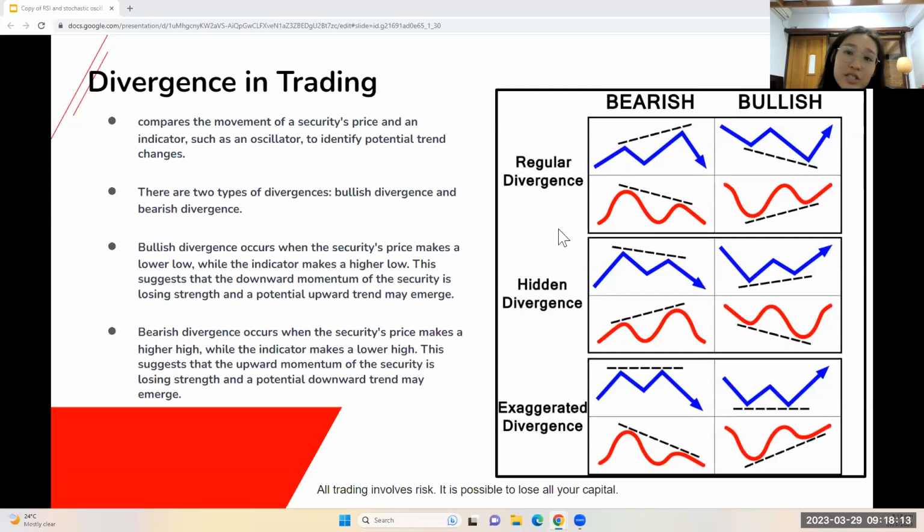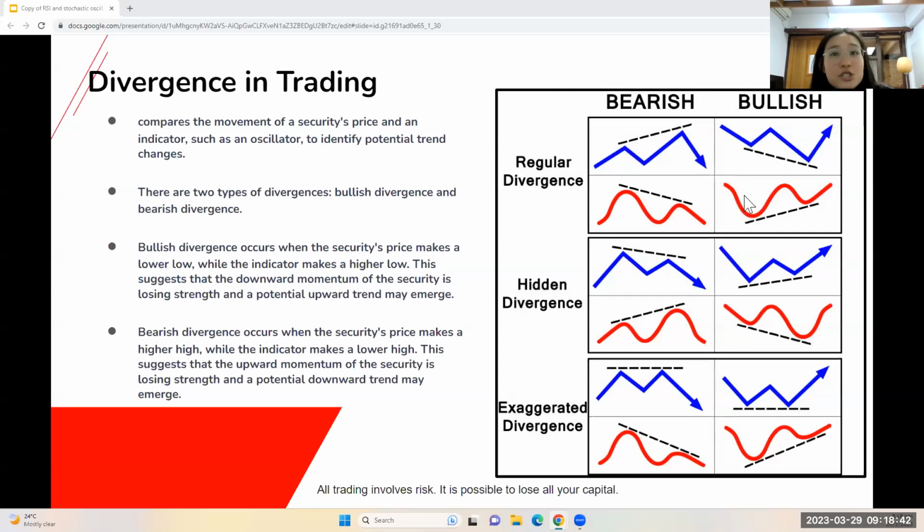we have the regular divergence, hidden divergence, and exaggerated divergence. But for now, let's just take a look at the regular divergence. What we mean by price made a higher high is when the second swing high is higher than our first swing high. That's basically it. Whereas on our RSI, on our stochastic indicator, it shows that price made a lower high.